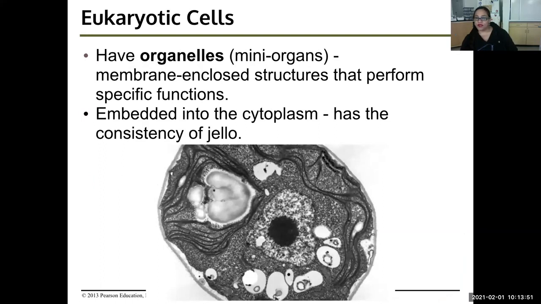Eukaryotic cells have organelles. They're like mini organs, membrane enclosed structures that perform specific functions. They're embedded into the cytoplasm, which has the consistency of jello, like I said. So this is a more realistic picture of a cell. That dark spot in the middle will be the nucleus. All the other little structures are the organelles. And all the gray in between, that's the cytoplasm that everything's stuck in.